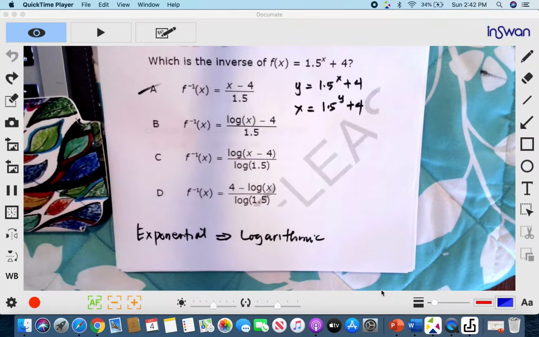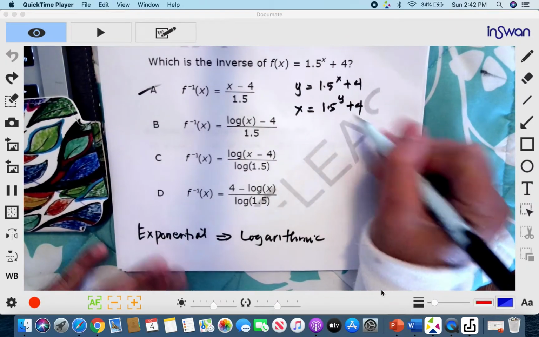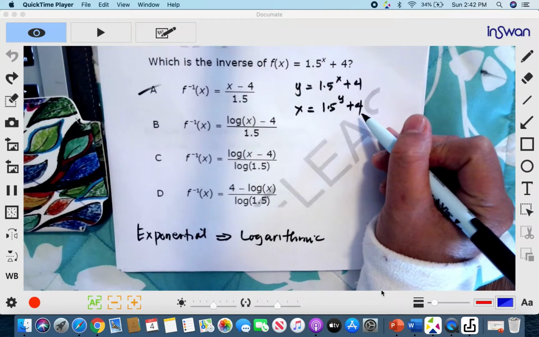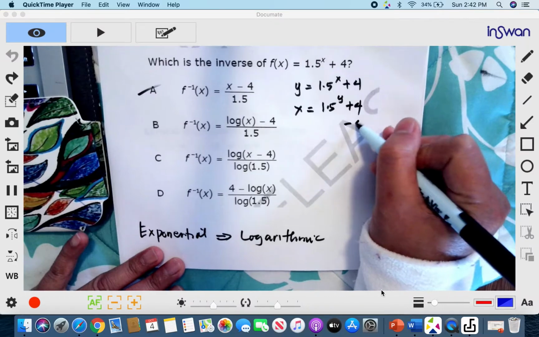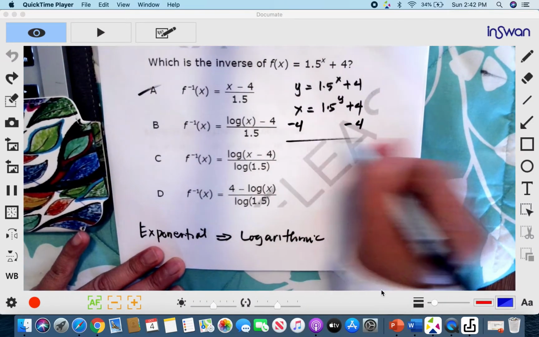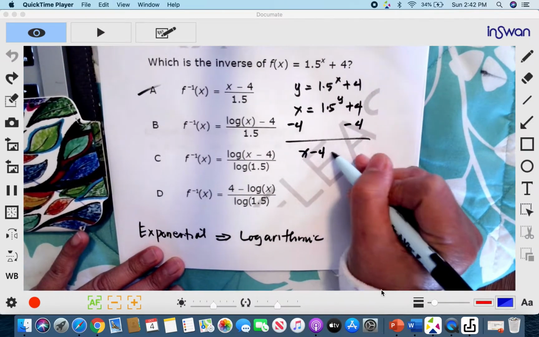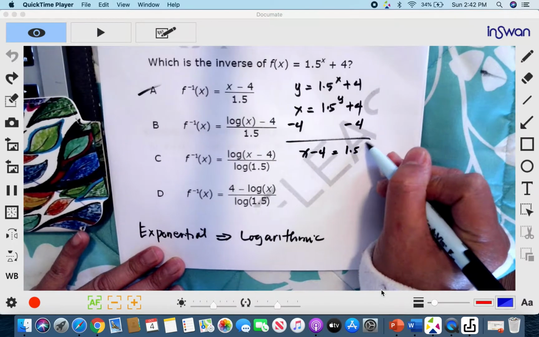Then, of course, we will isolate y. Remember, we can always express logarithm to exponential and exponential to logarithm based from our lessons from the previous. So we will isolate y. Since 4 is added, we do everything in reverse. We will subtract by 4, leaving x minus 4 equals 1.5 raised to y.